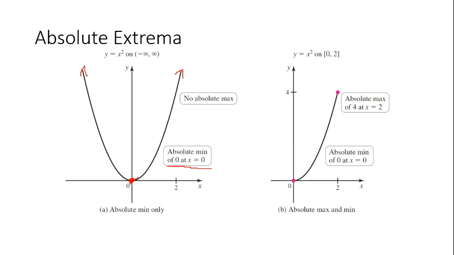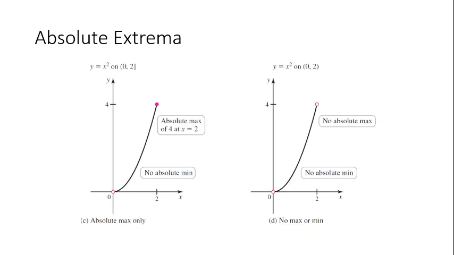However, as soon as we look at what's called a closed interval, which is only a piece of the graph, we are suddenly guaranteed to have both an absolute minimum and an absolute maximum. So this little piece right here is the graph of y equals x squared on the closed interval 0 to 2. This right here is the smallest y-coordinate, or the lowest point, so that is the absolute minimum. So there's an absolute minimum of 0 at x equals 0. This right here is the highest point on this interval, and it has the biggest y-coordinate, so there is an absolute maximum of 4 at x equals 2.